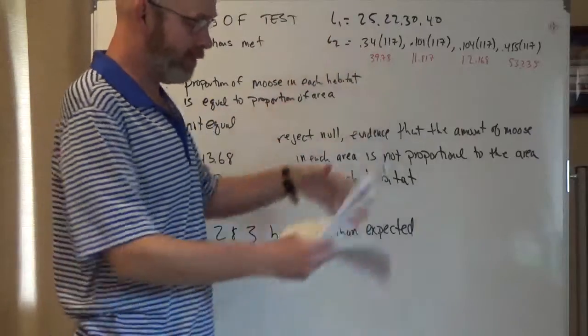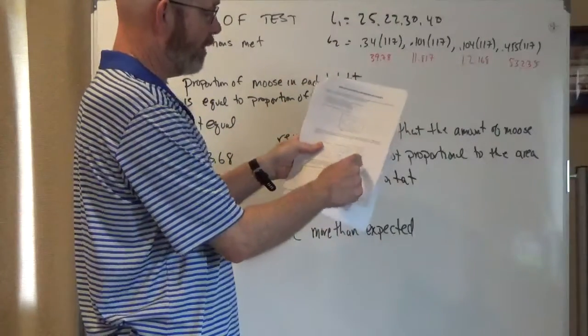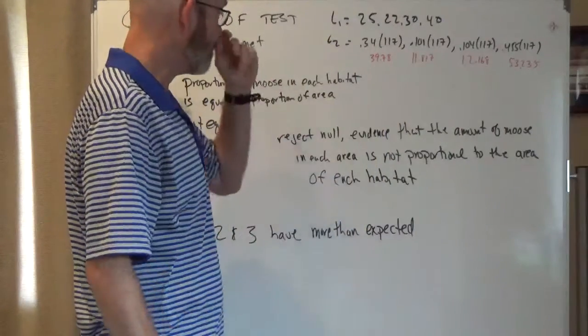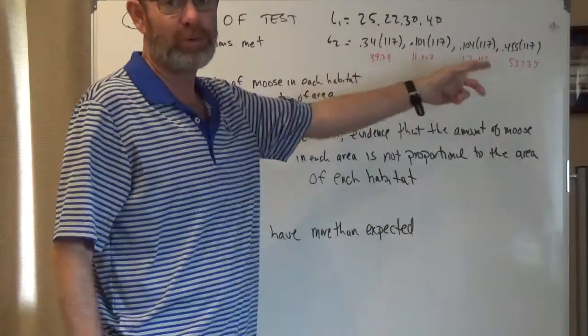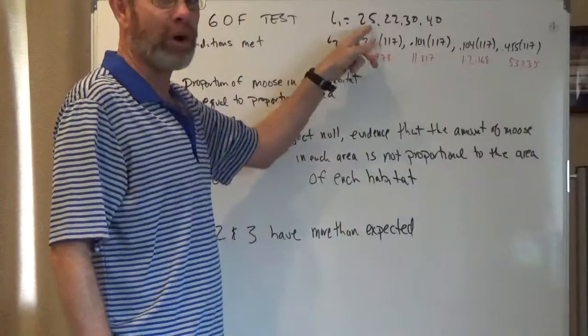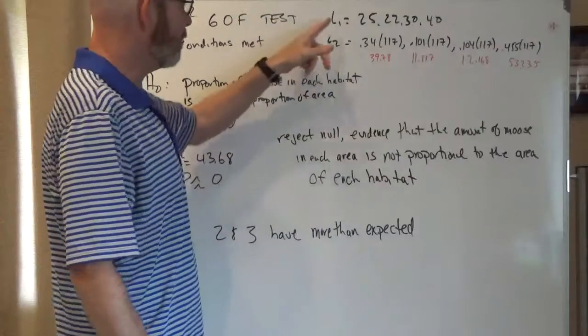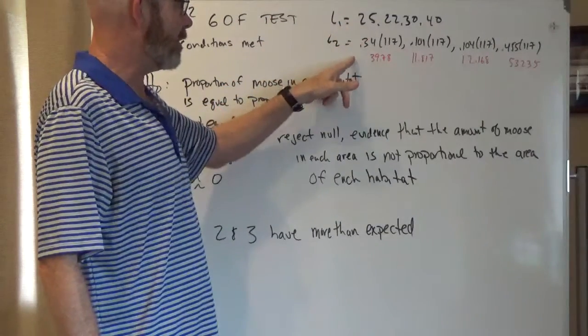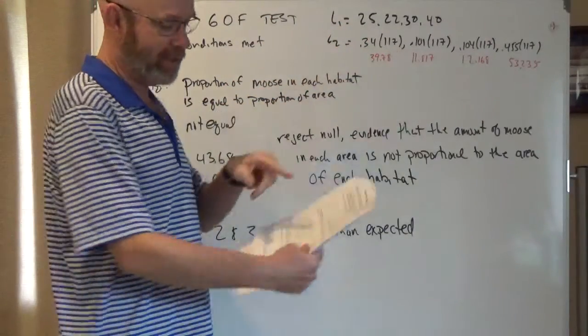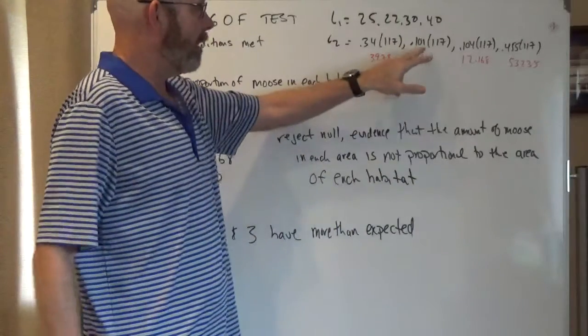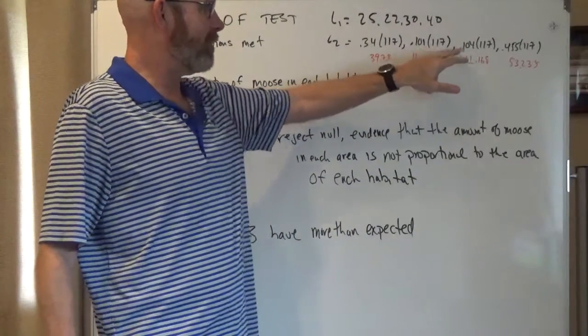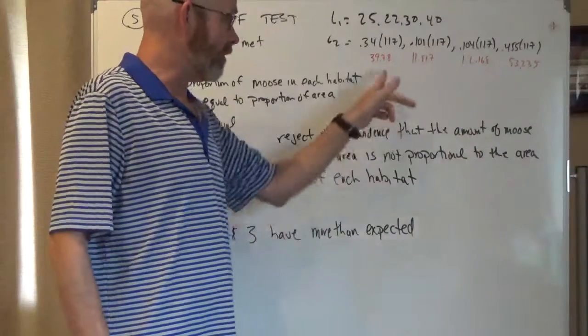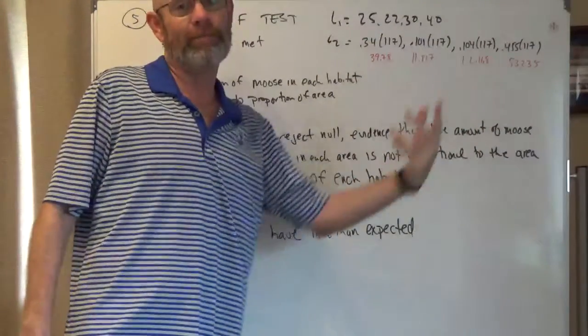So we observed, if you look, 25, 22, 30, and 40, 117 moose. But then there was a percent for each one, right? So these are my list one for the goodness of fit test, the observed. And these were expected, right? 34% of 117 because of their area, 10% of 117, 10%, 45%. And these are the actual numbers, but you could just type those in as a decimal.